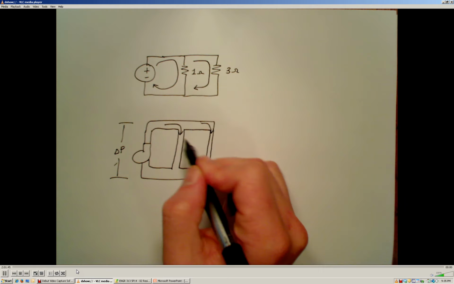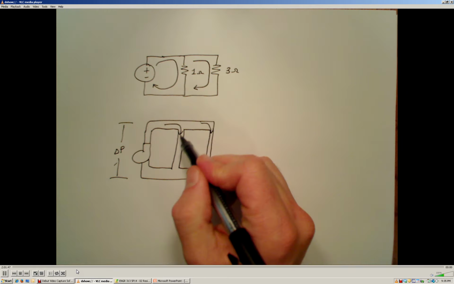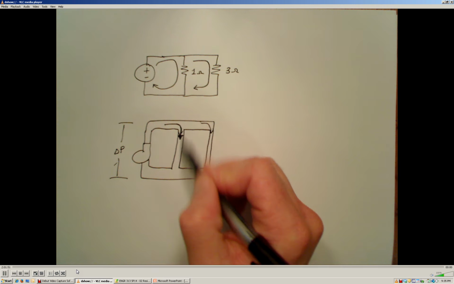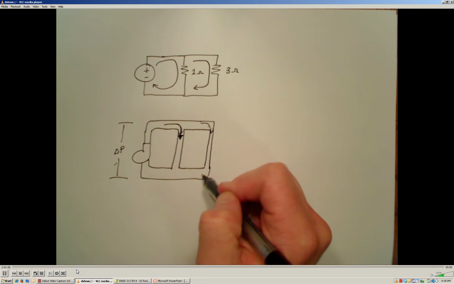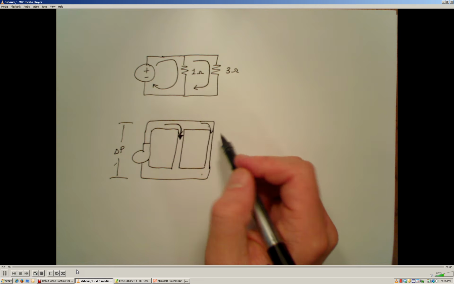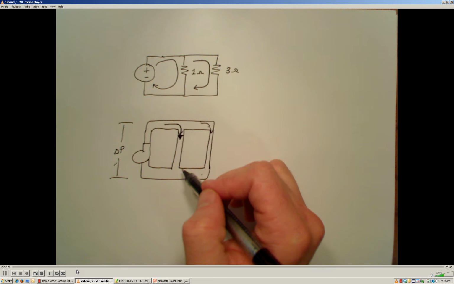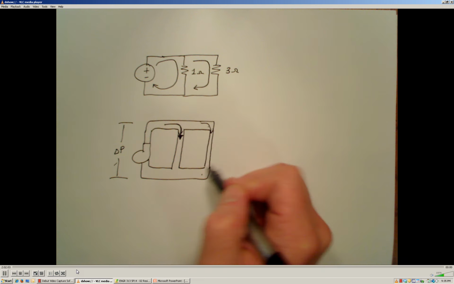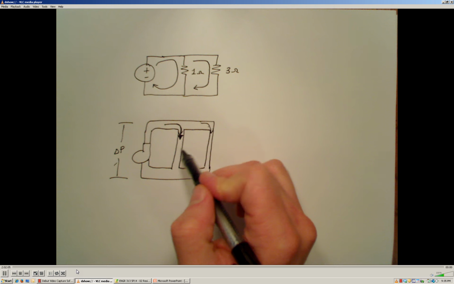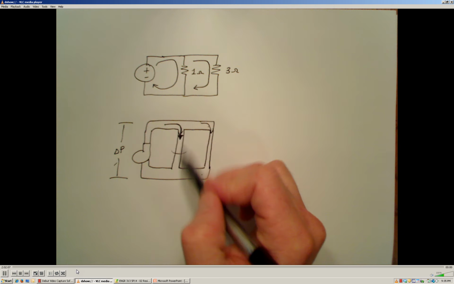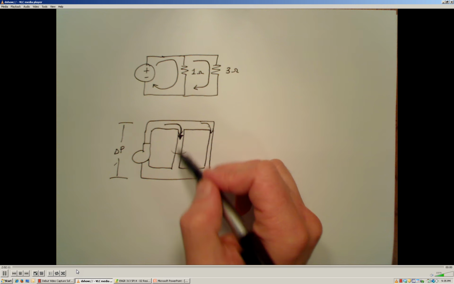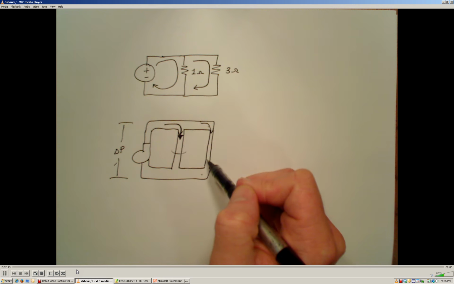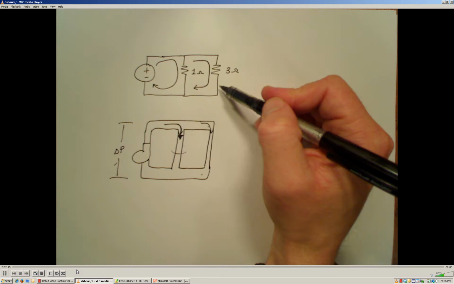It's not going to only go through this one just because it's larger. The water is going to go from the high pressure area to the low pressure area via whatever path it can take. It's just that because this one is larger in diameter, we're going to have more liquid flowing through this one at a greater rate than through this one. And that's the same thing that's going on with our circuits here.